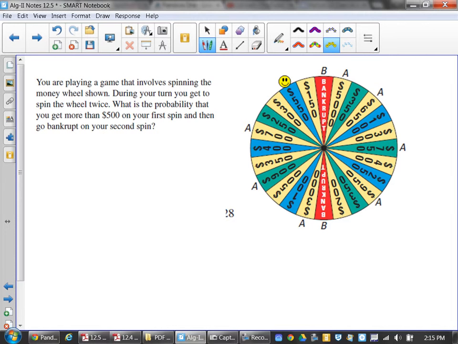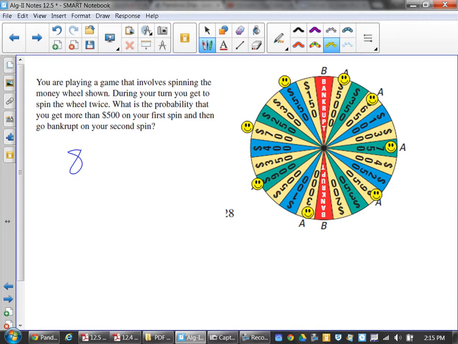Here's 550, 5,000, everything that has an egg. Oh, look at that. They're already labeled. How many are better than 500? 1, 2, 3, 4, 5, 6, 7, 8. How many total are there?